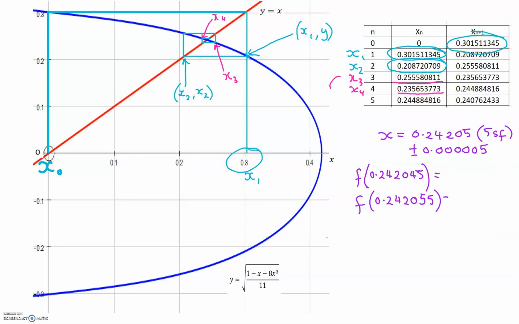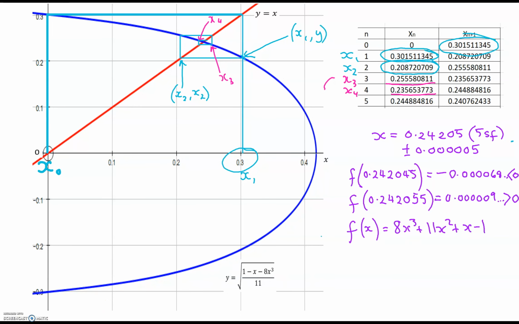I'm going to take f of x as being 8x cubed plus 11x squared plus x minus 1, and you can substitute those values in and see what you get. So you should have got that one of those values of f of x is negative, one is positive, and therefore we have a change of sign, and that confirms that the root is as we thought.